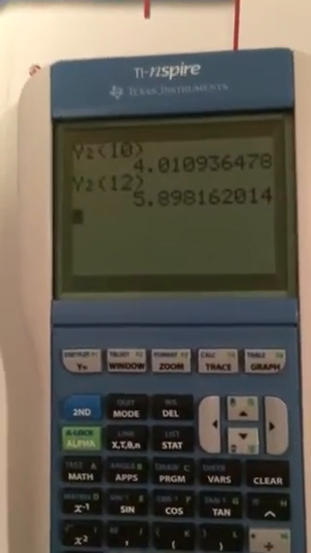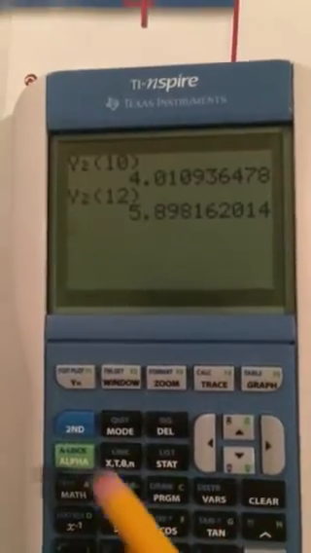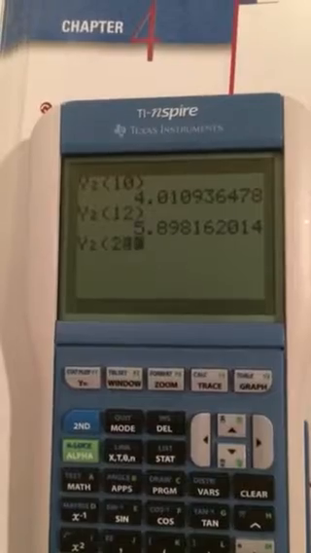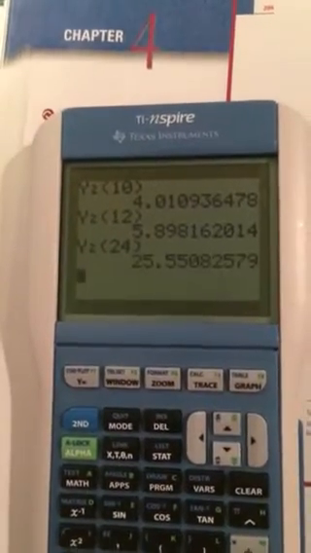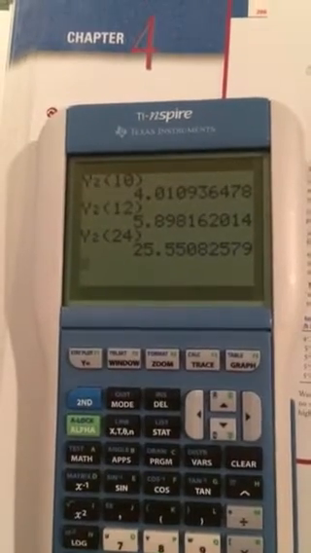D part asks you to make a prediction of a 24-inch party pizza. So we would do the same thing, but we would plug in a 24-inch pizza, and we could make the prediction that that would cost $25.55.